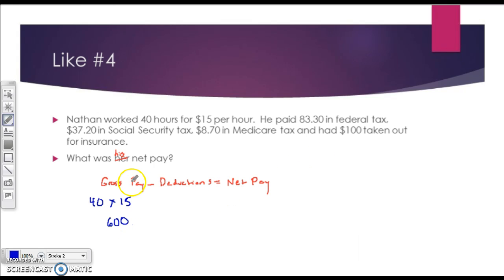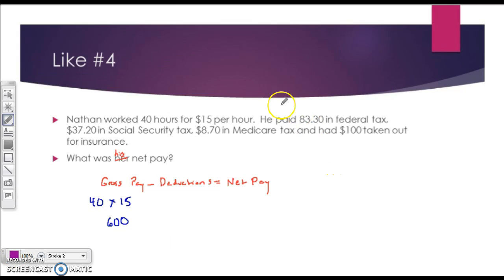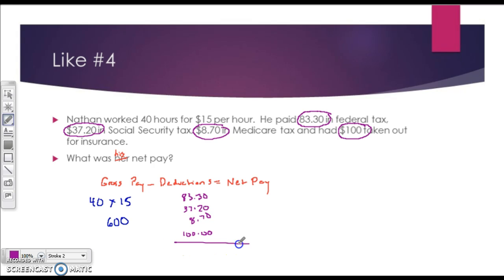All right, his deductions. What things were taken out of his paycheck? Well, federal tax was taken out. Social Security tax was taken out. Medicare tax was taken out. And he also had $100 taken out for health insurance. So I'm going to add all those together: $83.30 plus $37.20 plus $8.70 plus $100 equals his deductions.